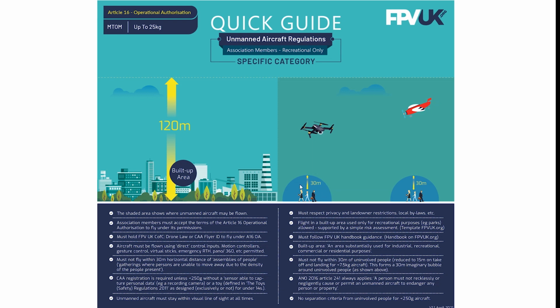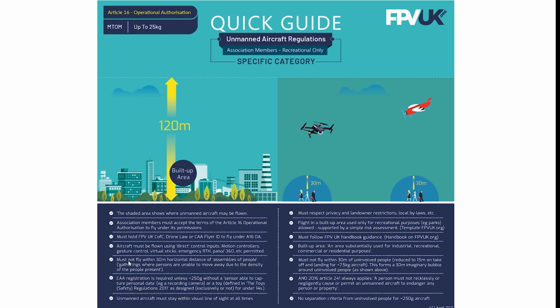The next thing to bear in mind, you must not fly within 30 metres of uninvolved people. So that forms this imaginary bubble around uninvolved people. You must not fly within 30 metres. You can actually overfly people, but just bear in mind only if it's safe to do so. Always Article 241 applies. A person must not recklessly or negligently cause or permit an unmanned aircraft to endanger any person or property. So just keep that in mind.